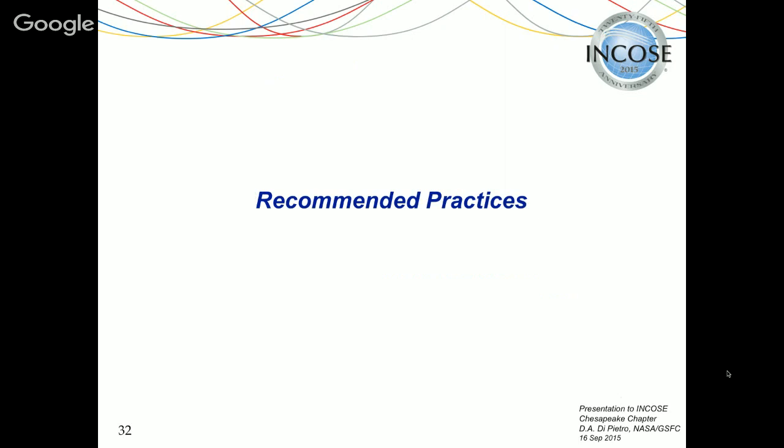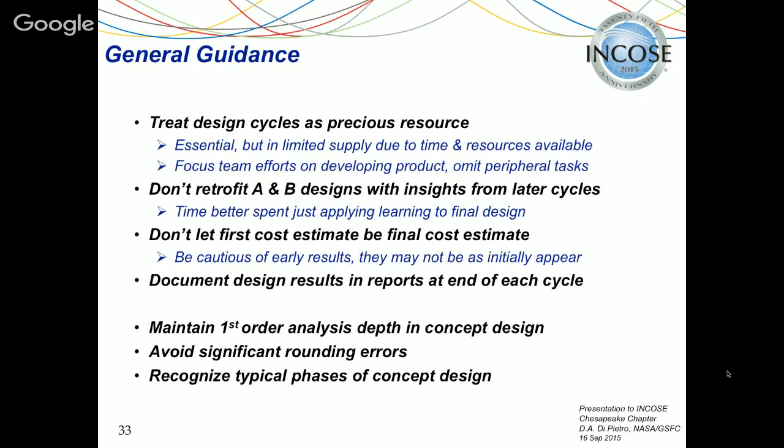Okay, so that talks a little bit about the challenges involved in determining credible convergence. So with that, we'll talk about some recommended practices and wrap up. Okay, first practice is treat your design cycles as a precious resource. They're silver bullets. They're essential but in limited supply due to the time and resources available. Focus the team efforts on developing the product and actively omit peripheral tasks.